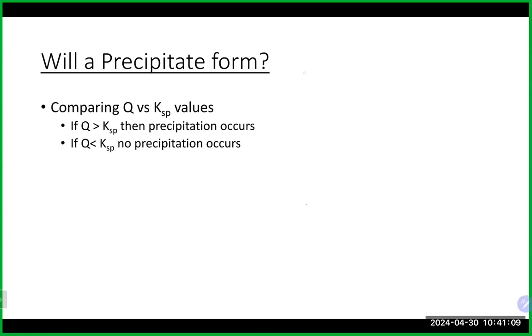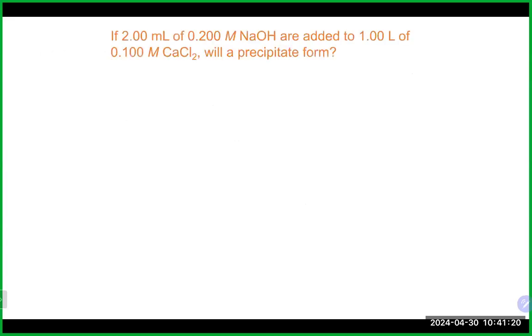A reminder that Q, once again, is calculated the same as the KSP. So again, you do basically products in this case. Also take the exponents and you compare them. So why don't you try that? If we mix together here 2 milliliters of 0.2 molar sodium hydroxide with 1 liter of calcium chloride, will a precipitate form? And by the way, you want to think about solubility rules as to what might be soluble.